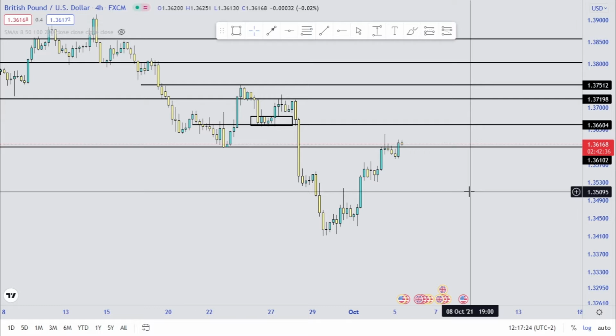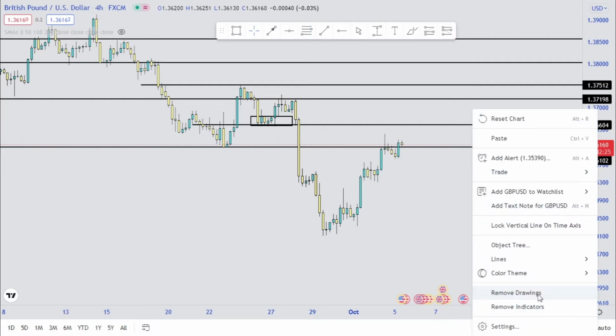So let's jump into this pair, guys. We're gonna break down GBP/USD, GJ and EURJPY. So first and foremost, we have GBP/USD, guys. So let's clean the charts.